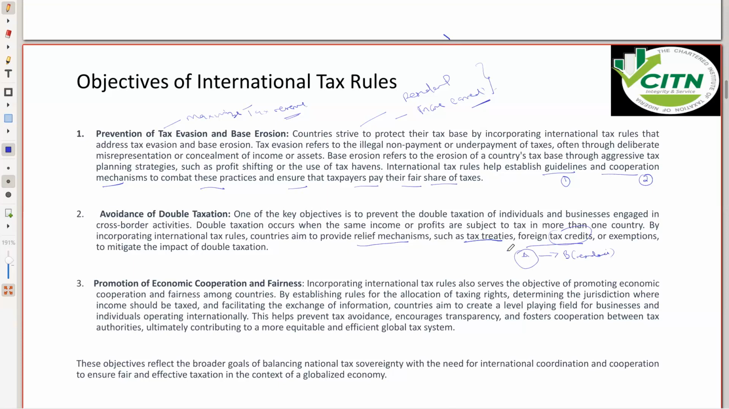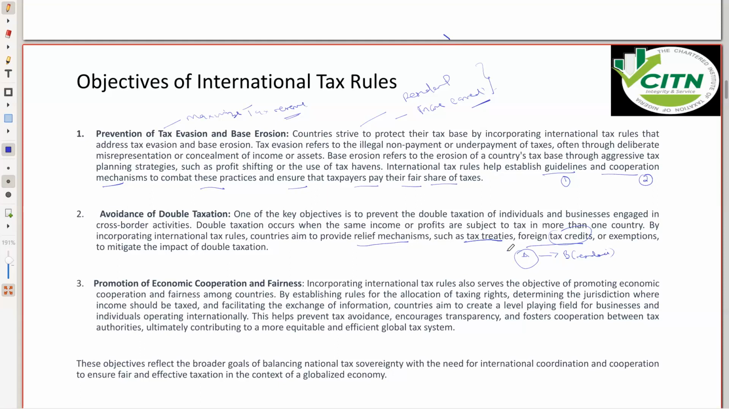There could also be things like exemption. Some would say, we only charge you for money you brought into the country to spend in the country. So any money you didn't bring into our country, we exempt from taxation. So these are some of the mechanisms and one of the reasons why we should have international tax rules.